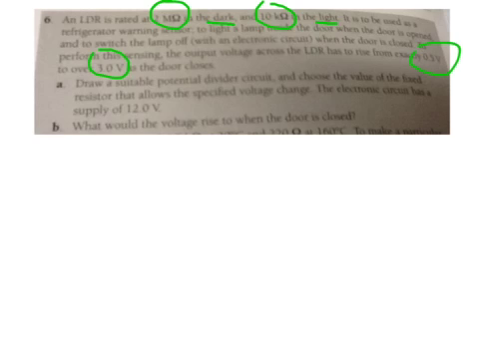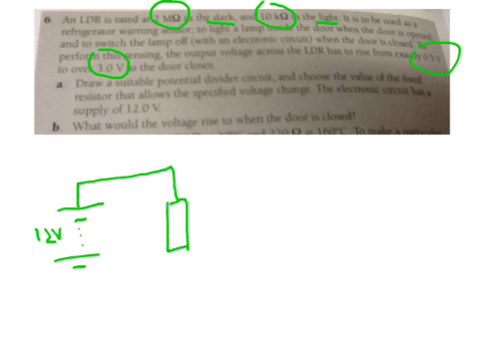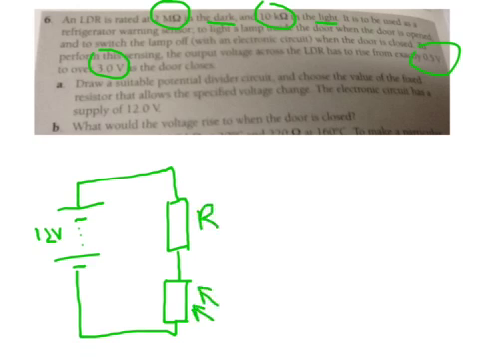Part A is to draw a suitable potential divider circuit and choose the value of the fixed resistor that allows the specified voltage change. The electronic circuit has a supply of 12 volts. So I think the best thing to do to answer this would be to draw it out. I'm going to draw it slightly sideways because it's easier for me to imagine the voltage divider circuit that way. So we've got two resistors. One of them is our LDR and one of them is our fixed resistor.